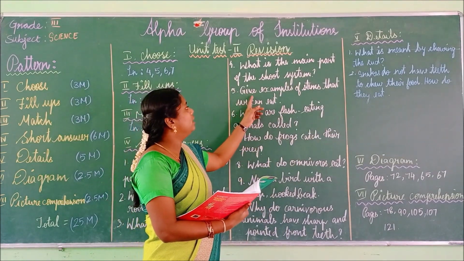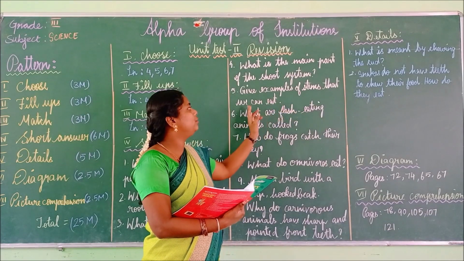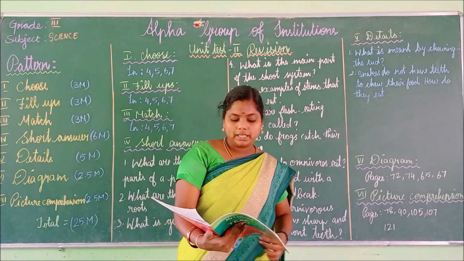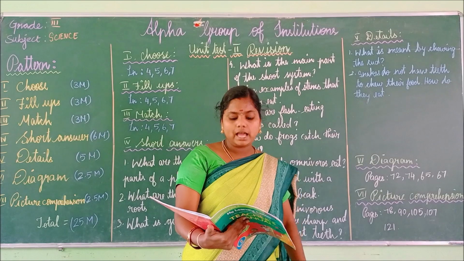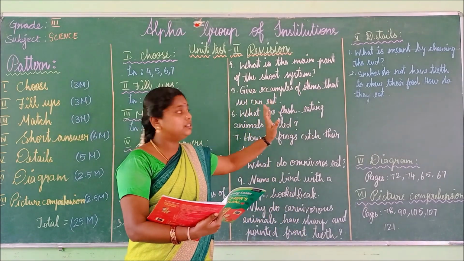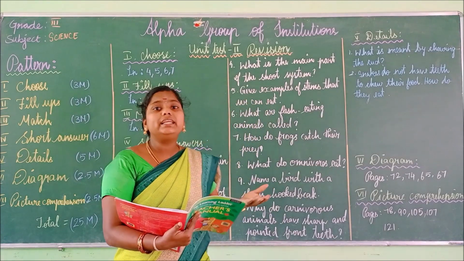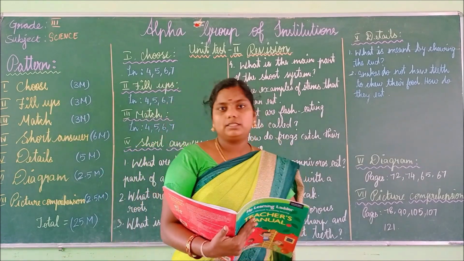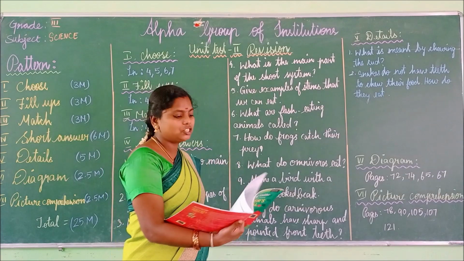The next question, give examples of stems that we can eat. The examples are celery and asparagus. We all know that celery and asparagus are stems which we can eat as our food. Is it clear, children? Shall we move on to the next question?